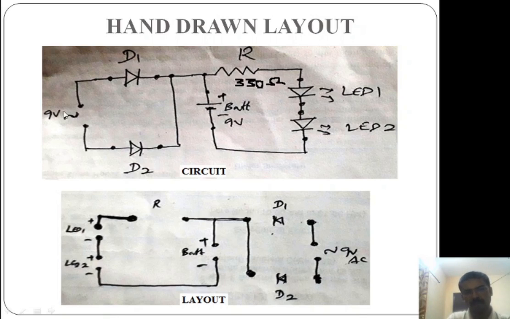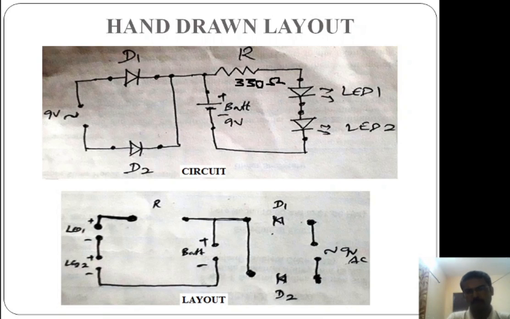See how it looks. This 9 volt starts here. If you mirror this image, the 9 volt comes to the right hand side, and next the diodes D1 and D2 come next to this 9 volt AC, in the reverse direction. Next to this there is a connection here, and next comes the battery. The battery connections, plus and minus, are left here. Next to that, resistor connections are given. Next to the resistor, LED1 and LED2 connections are given.